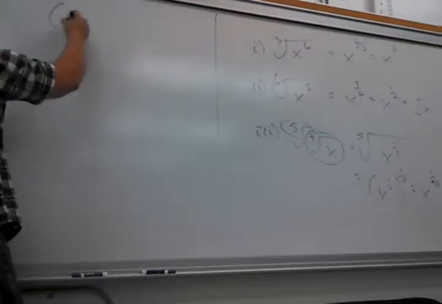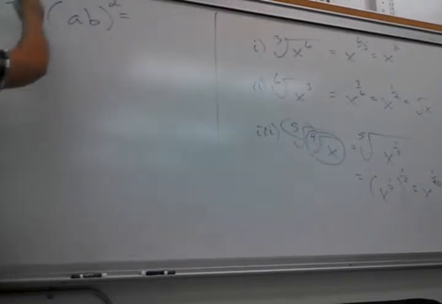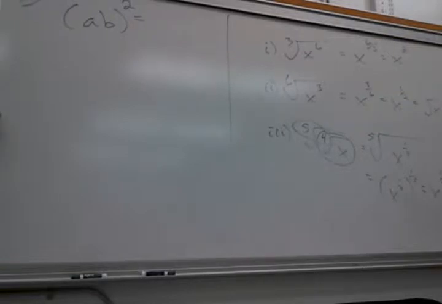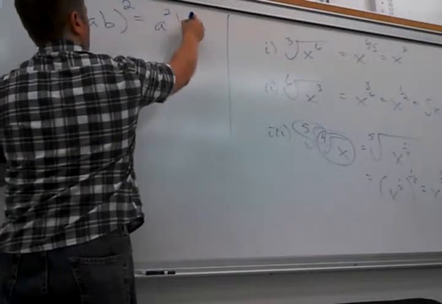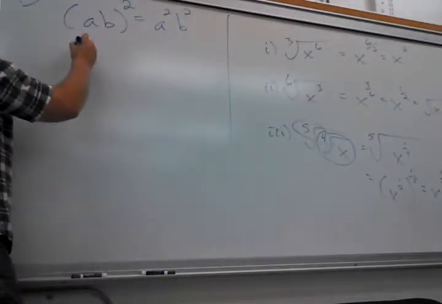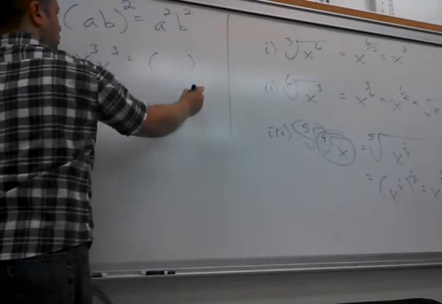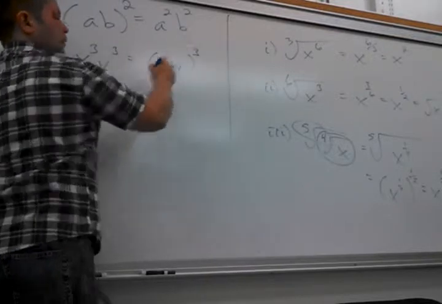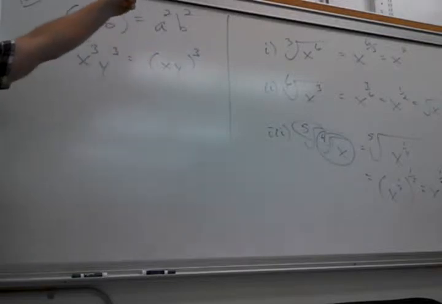So help me out. Remind me, if I had AB squared, how could I rewrite that? A squared, B squared. Beautiful. I can distribute the square, right? So I'm allowed to do that backwards, right? So if I had x cubed, y cubed, do it backwards, and what do I get? Nobody's to the 9th power, right? But they're both to the 3rd power.